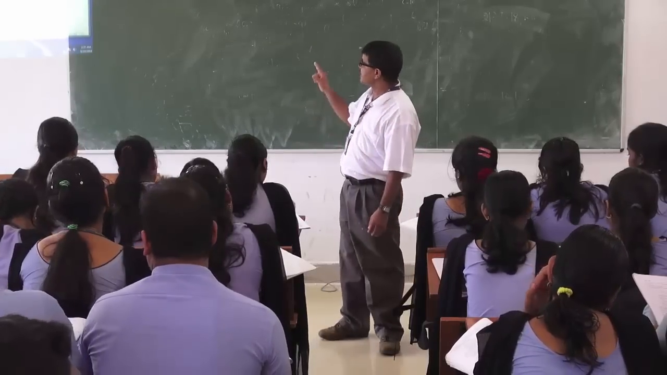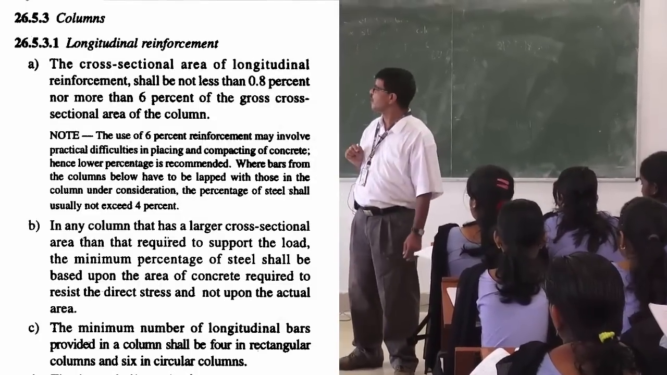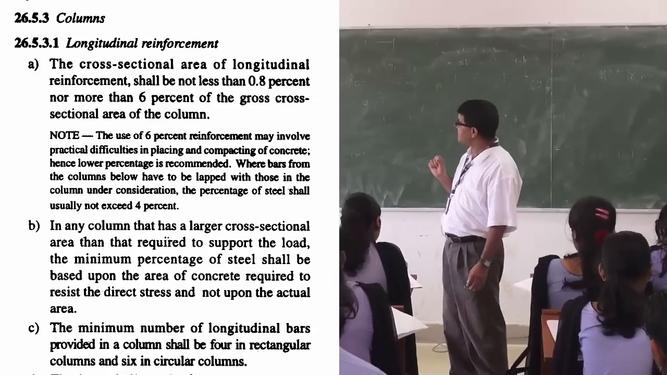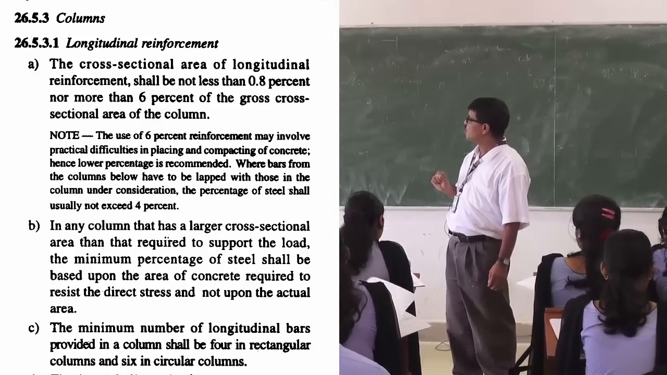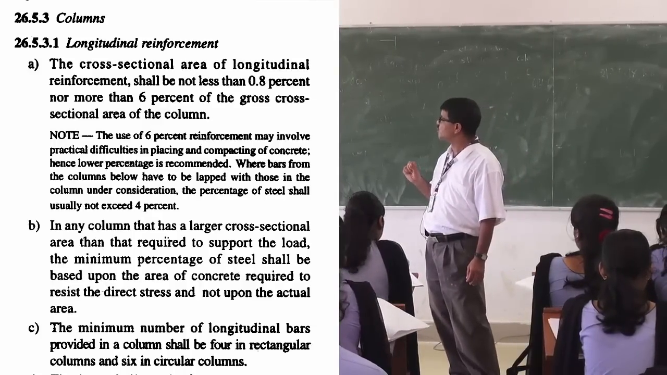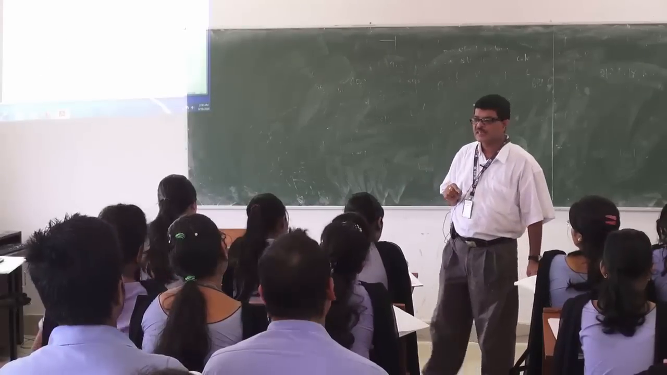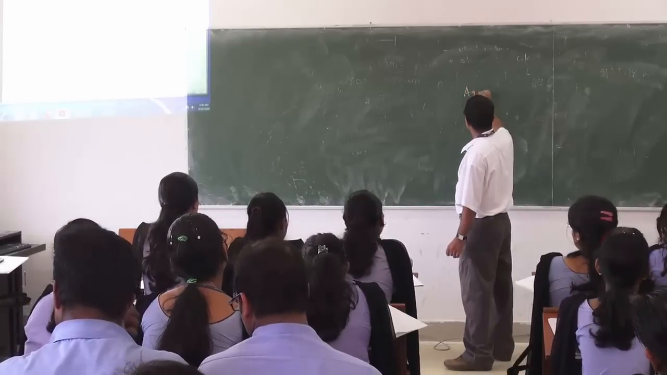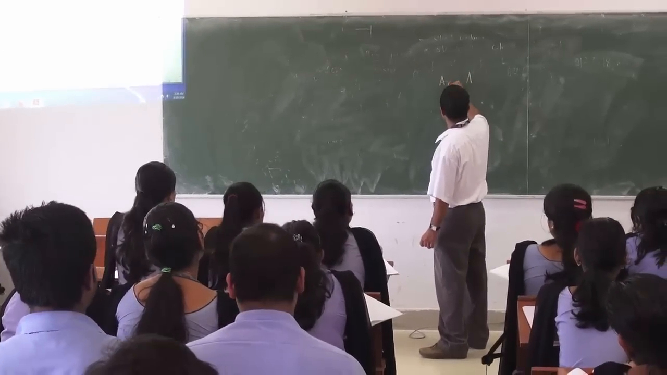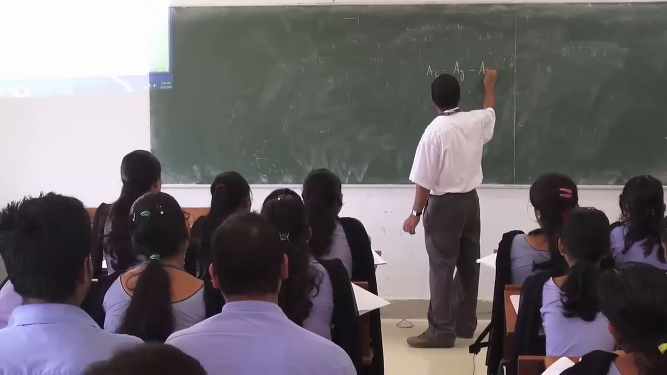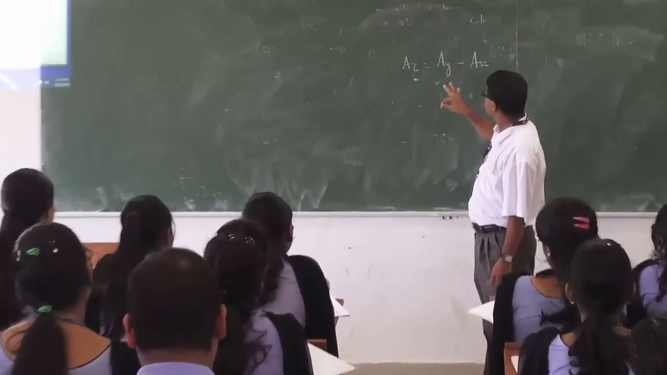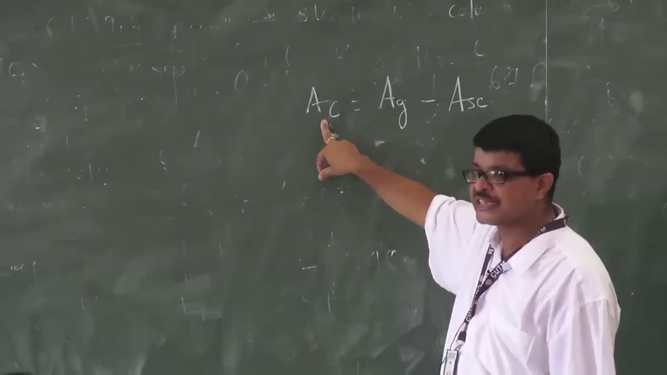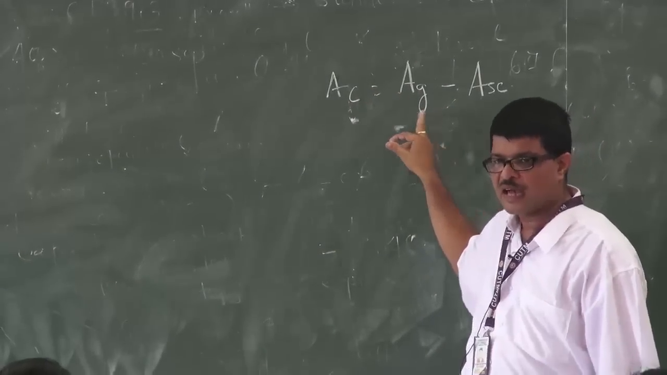Now what it says, how to find longitudinal reinforcement. Code is very clear. It says the cross sectional area of longitudinal reinforcement shall not be less than 0.8% nor more than 6% of the gross cross sectional area of the column. That means, as we have seen, AC is equal to AG minus ASC. So if you find the area of steel is some percentage of the gross area, then you can find out AC in terms of AG. Are you getting my point or not?